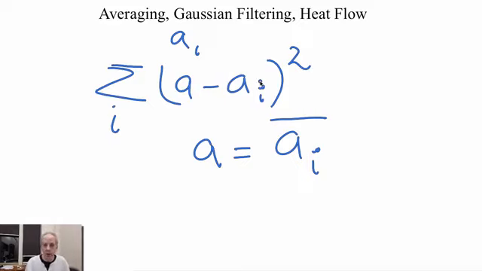It's actually not very hard to prove that if you remember some very early calculus. You define this sum, you take the derivative of this with respect to a, and you make that derivative equal to 0. You're going to find the result is basically the average. So this is very interesting.